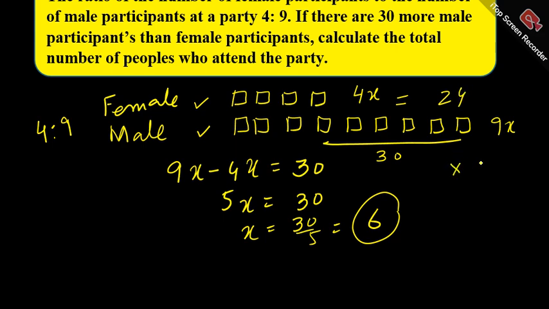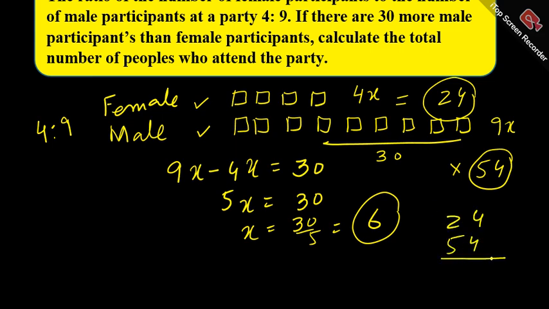And how many male members do we have? 9 sixes, that is 54, because we have the value of x as 6. So he asked the total number of participants who attended that party, right? So we will add these two, 24 female members and 54 male members. We get 78, which means the total number of participants is 78.